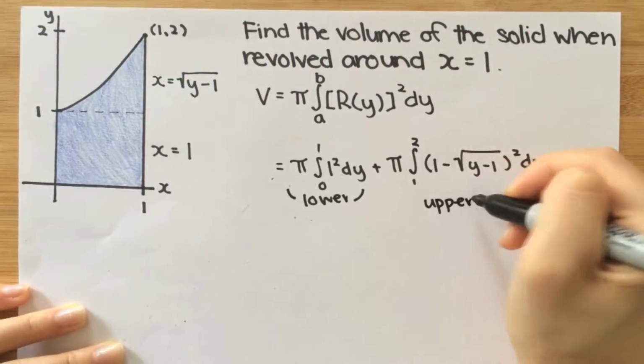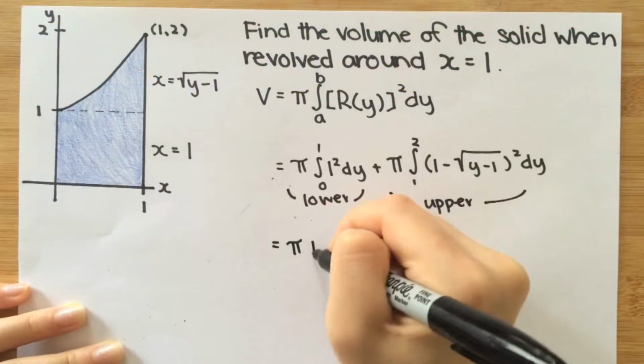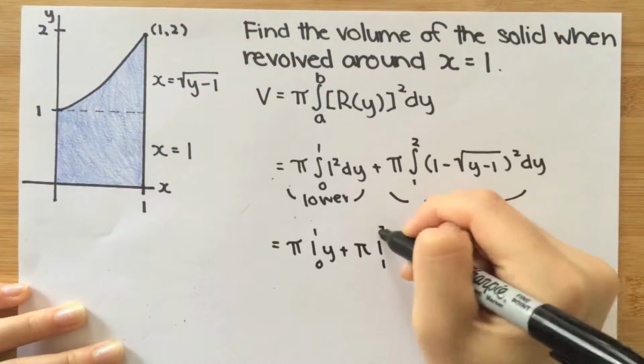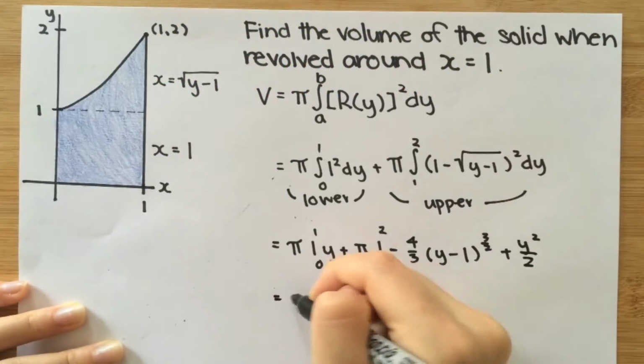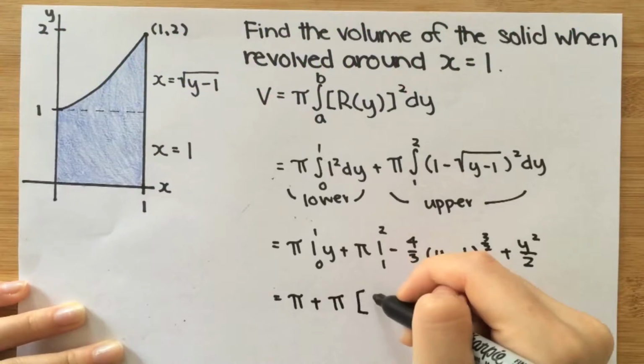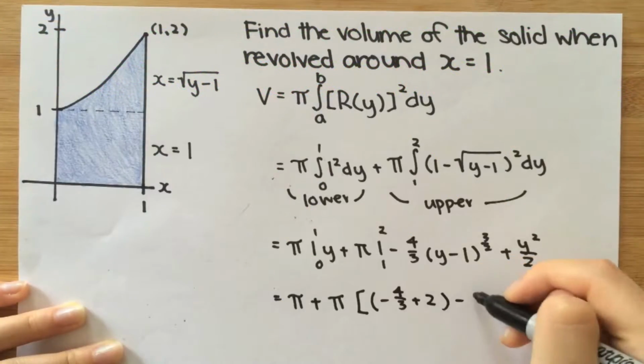Again, this is the lower and the upper half separate. When you integrate them and then plug each a and b value into the integrated equation, the final answer you will get is 7 pi over 6.